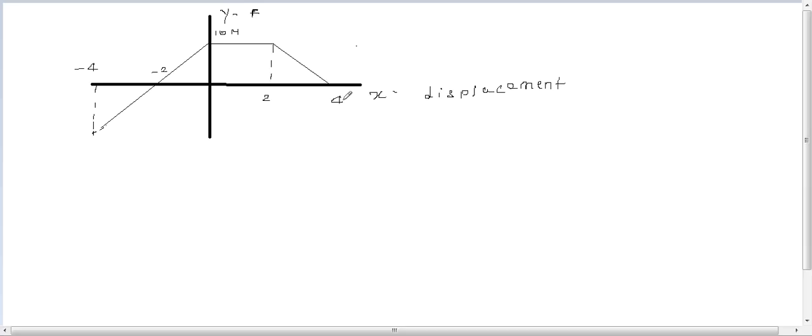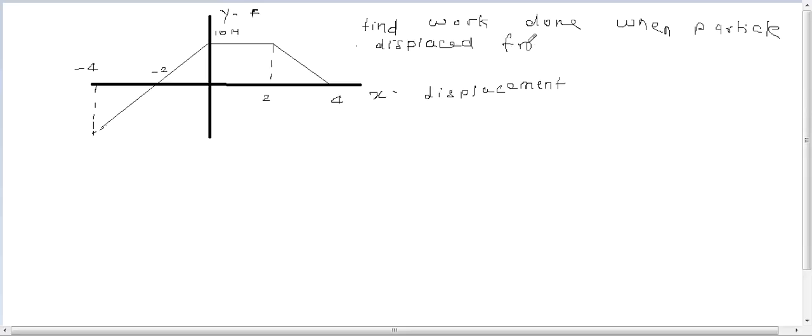So we have to find the work done when the particle is displaced from x is equal to 4 to x is equal to minus 4.